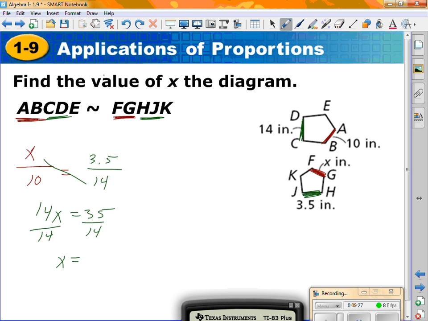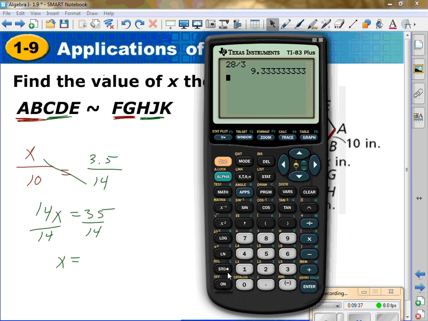Now for this one, I'm going to get the decimal. I'm going to use the calculator to do this one. Why? There's a decimal in the problem. These are the types of problems you're allowed to use the calculator for. The little math, you shouldn't need it. So I have 35 divided by 14. My answer is 2.5. And it's 2.5 inches. Make sure that you're labeling them.